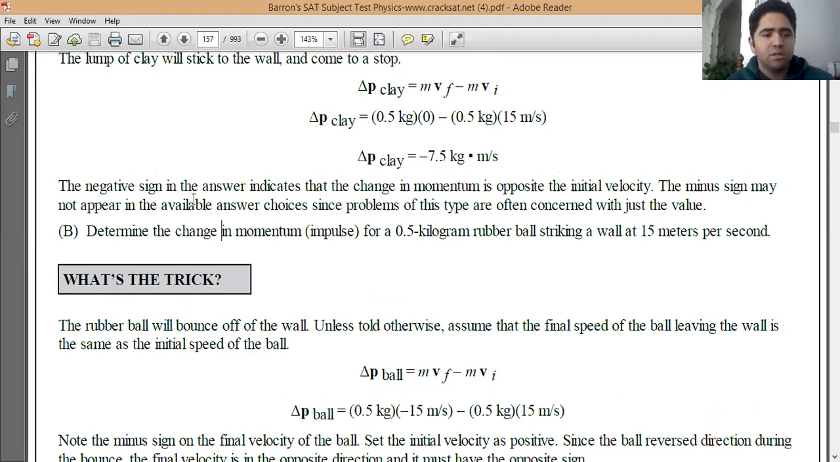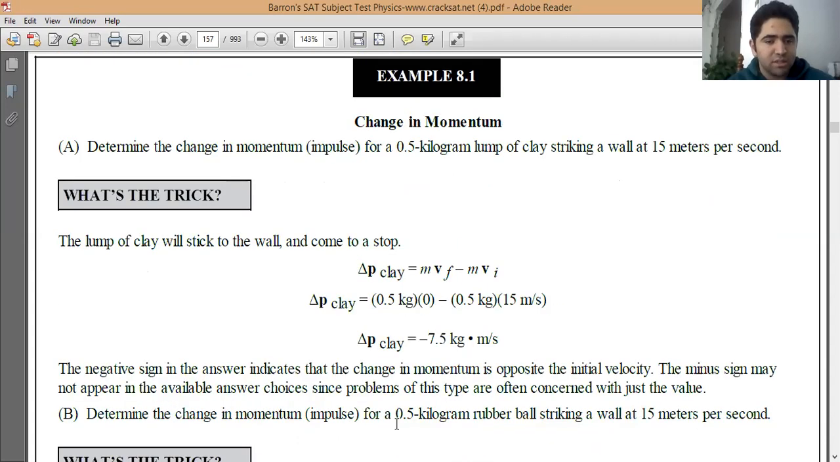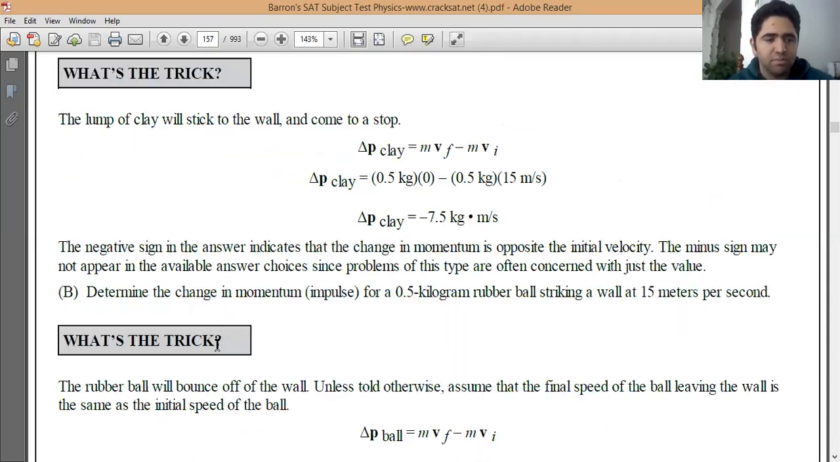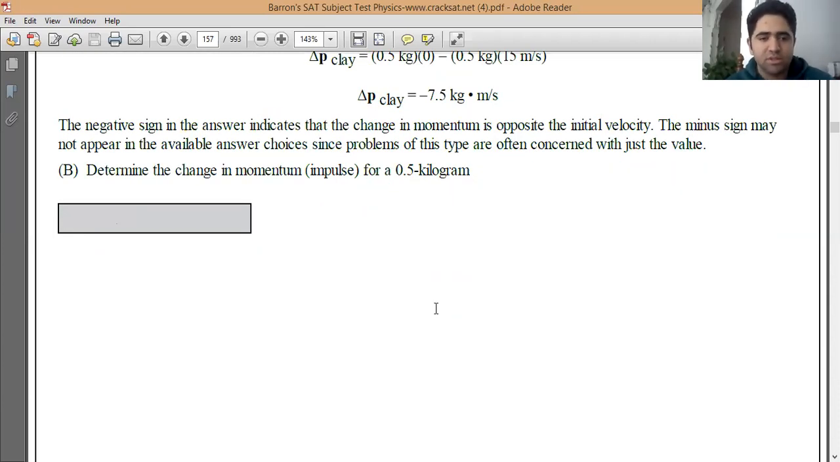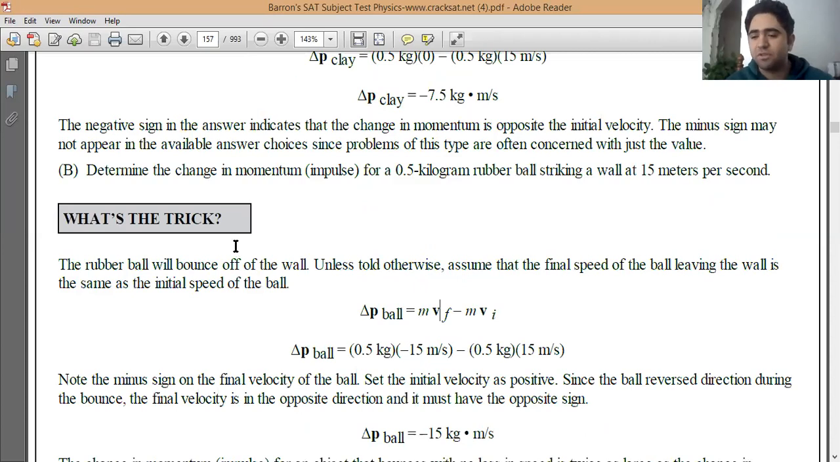Okay. Determine the change in momentum for a 0.5 kilogram rubber ball striking a wall at 15 meters per second. It didn't say whether it stopped or not. Here it said striking, and here it says striking as well. This wouldn't be the case in the test. You'd always be given what's going to happen with the ball. Here they're doing a bad job in the books of saying what actually happens after the strike.